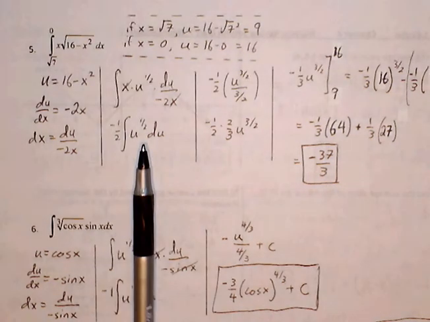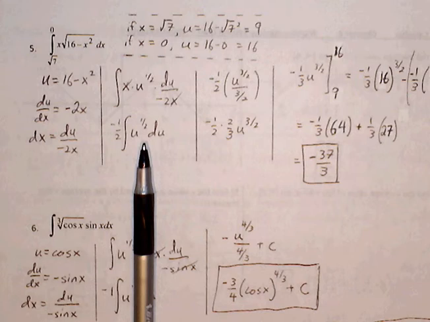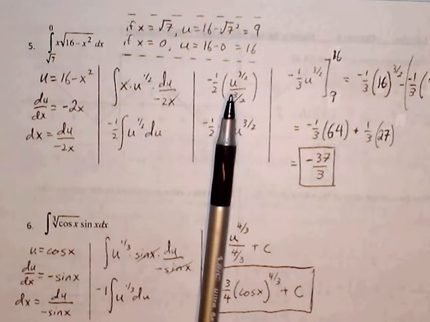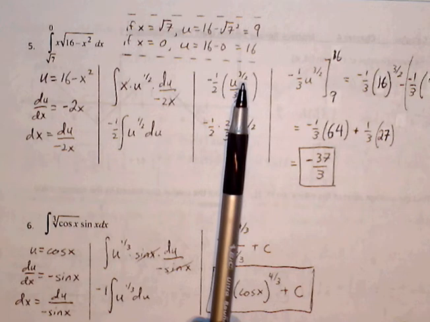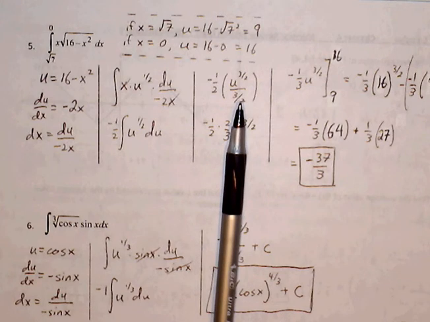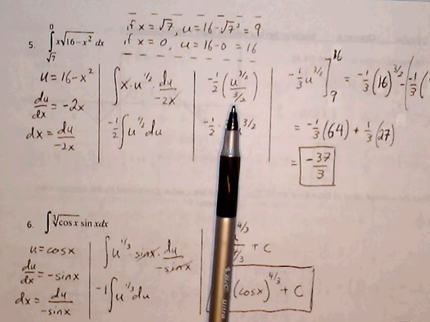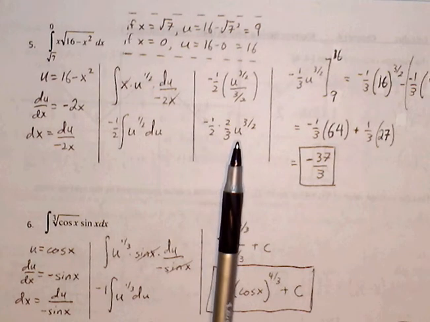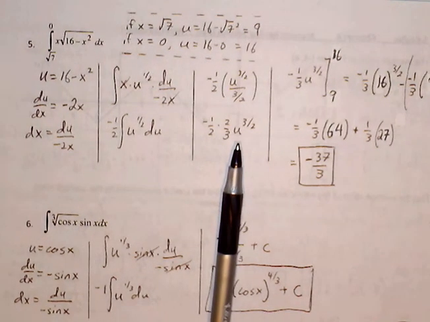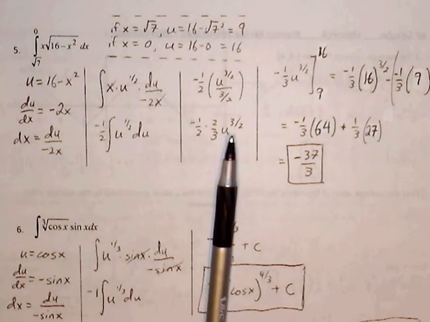So u to the 1/2, we can simply use power rule, which becomes u to the 3/2 over 3/2, right? We're just adding 1 to that original exponent. 1/2 plus 1 gives us 3/2. We divide by this new exponent. So we flip this reciprocal. So 3/2 becomes 2/3, and the 2's cancel out. We're left with negative 1/3 u to the 3/2.